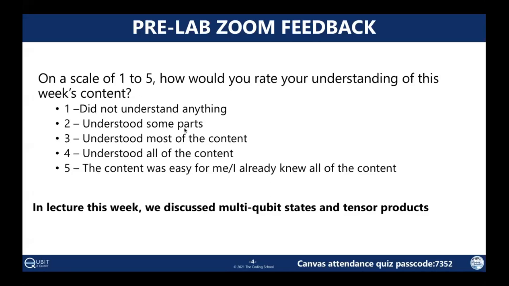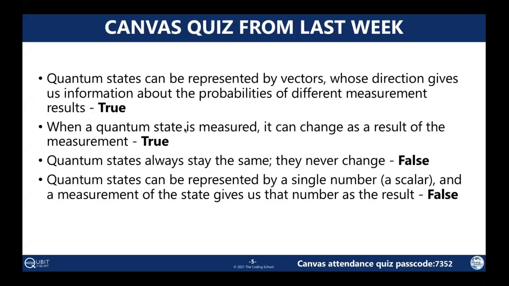Cool. So I'll let that run for a second and I'll go through the Canvas quiz from last week. So we had 4 questions on the Canvas quiz last week, kind of going over your understanding of the quantum mechanics content we covered earlier this semester. So the first statement was that if quantum states can be represented by vectors, and the direction of those vectors gives us information about the probabilities of different measurement results.